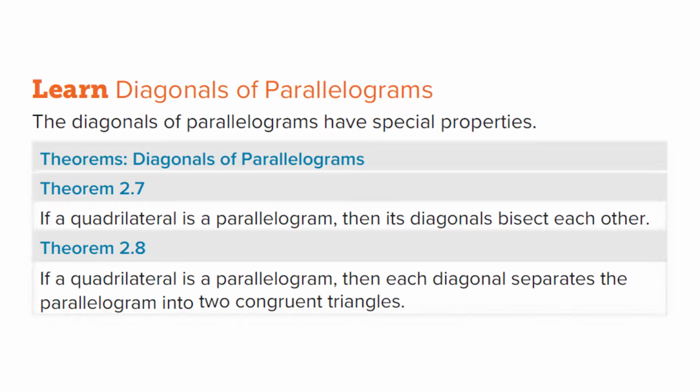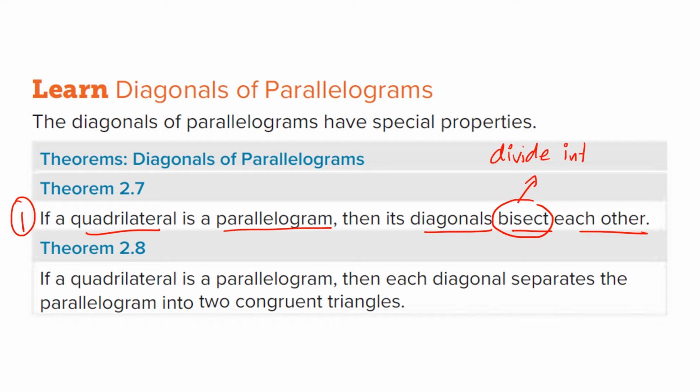Now we are going to learn about theorems related to diagonals of a parallelogram. You already know what diagonals are, but they have some special properties. If a quadrilateral is a parallelogram, then the diagonals bisect each other. Bisect means they divide into two equal parts. Bi means two. So if the whole diagonal is 10 centimeters, then each part of it will be 5 and 5. So they are bisected for a parallelogram.